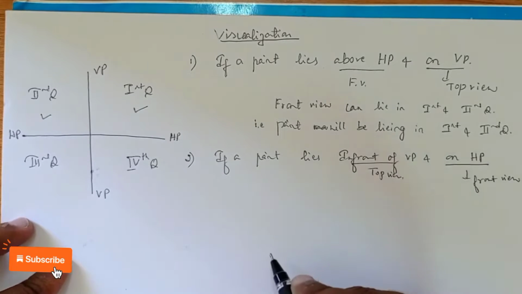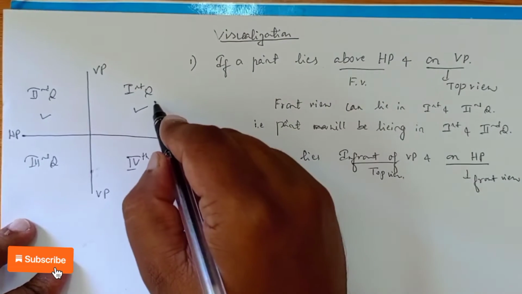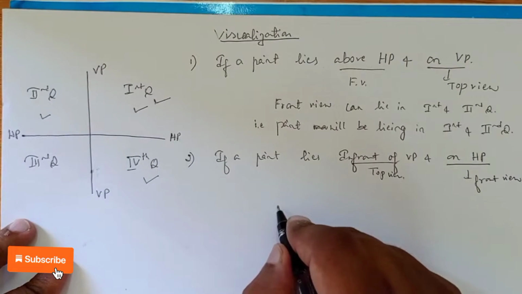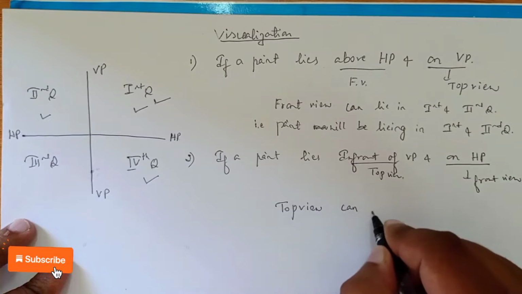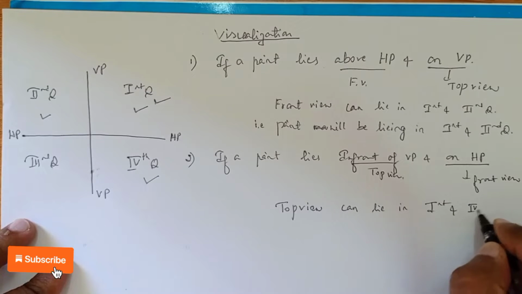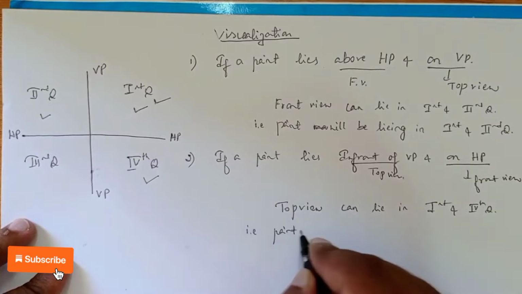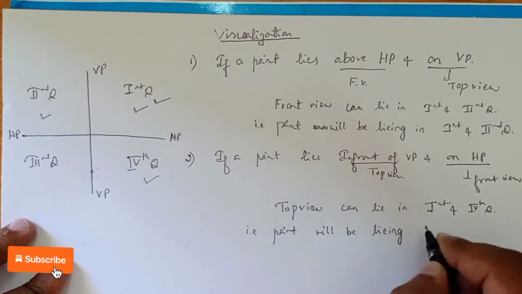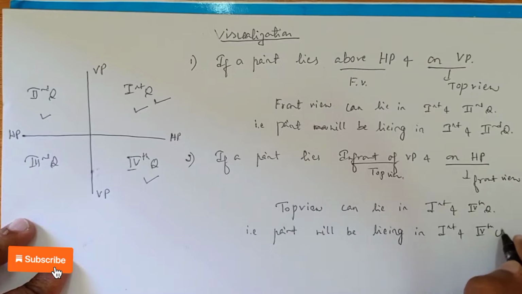So where will the top view be lying? In front of VP, this is our vertical plane, and there are two chances. Our top view can lie in the first and fourth quadrant. So the point will be lying in the first and fourth quadrant.